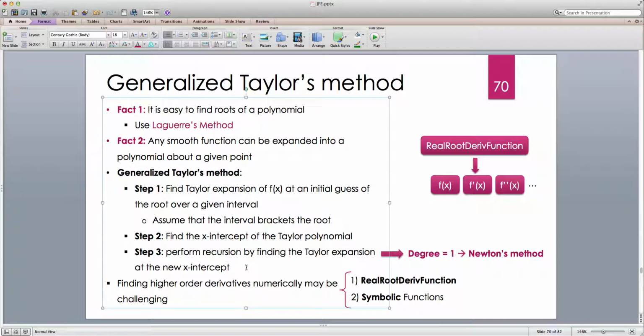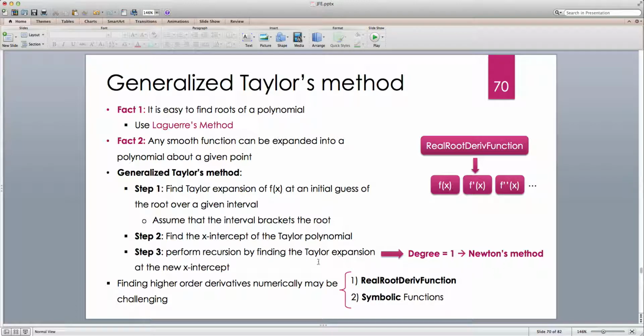So if we have a Taylor expansion of degree 1, which means at each step we're finding the tangent line to the plot of the function f of x, and then finding its x-intercept, this is exactly Newton's method. So you can imagine that if Newton's method, which is basically the very special case of degree 1 Taylor expansion, has a quadratic convergence, higher order Taylor expansions can have much faster convergence.